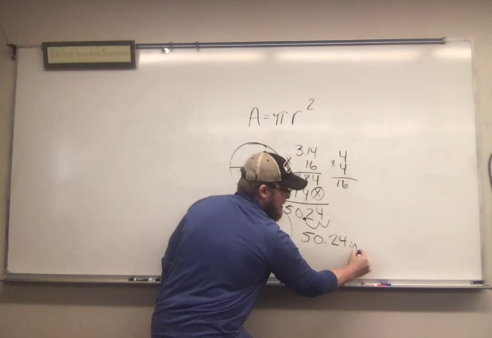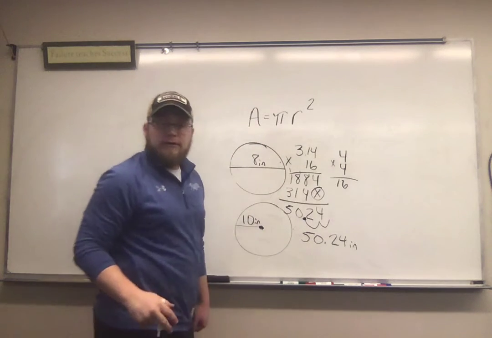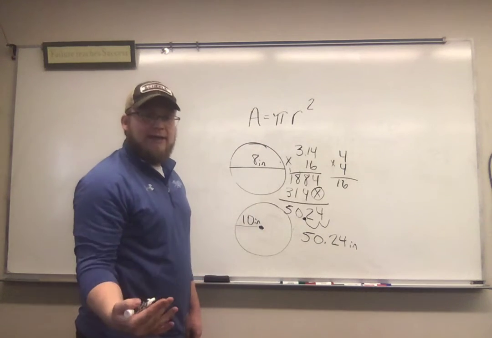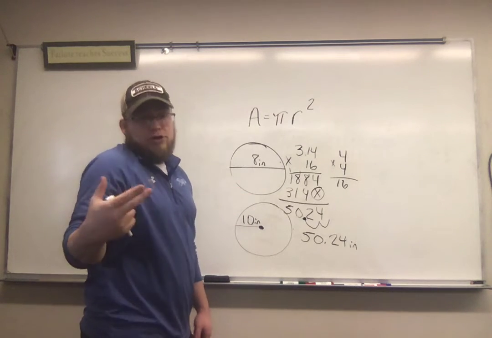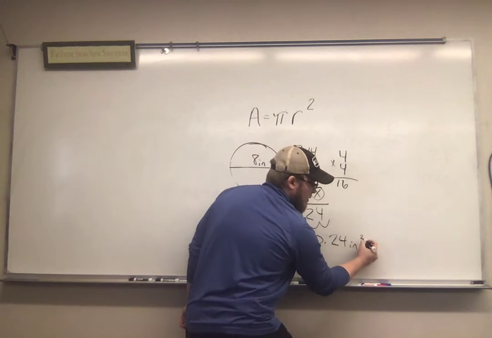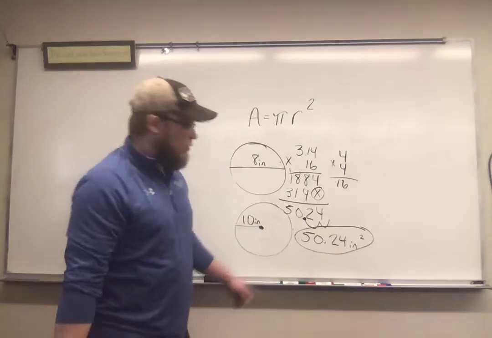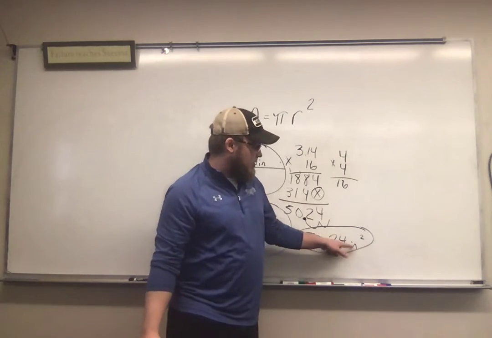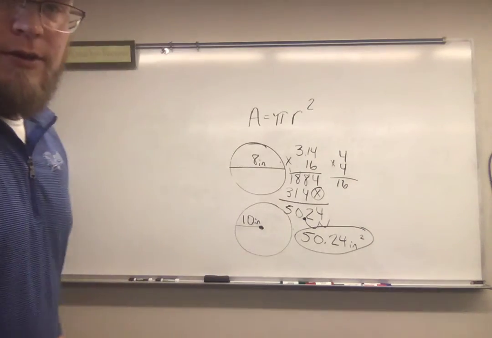So the area, when we finally write this properly, would be 50.24 inches. And don't forget, we're talking about area. So when you write that out, so other people know when they read your answer that you are talking about area, you need to include the little 2 for squared. So 50.24 inches squared. Okay, that's one of them.